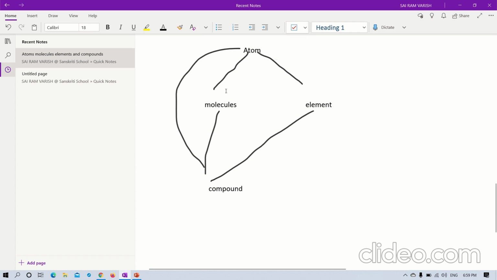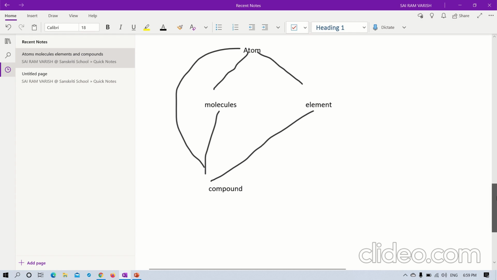First, atoms make molecules. Now, molecules can make compounds. Atoms make elements. Elements can make compounds. Atoms can even make compounds. So this is the flowchart. Atoms make molecules and elements, and compounds can even be formed by elements and molecules.